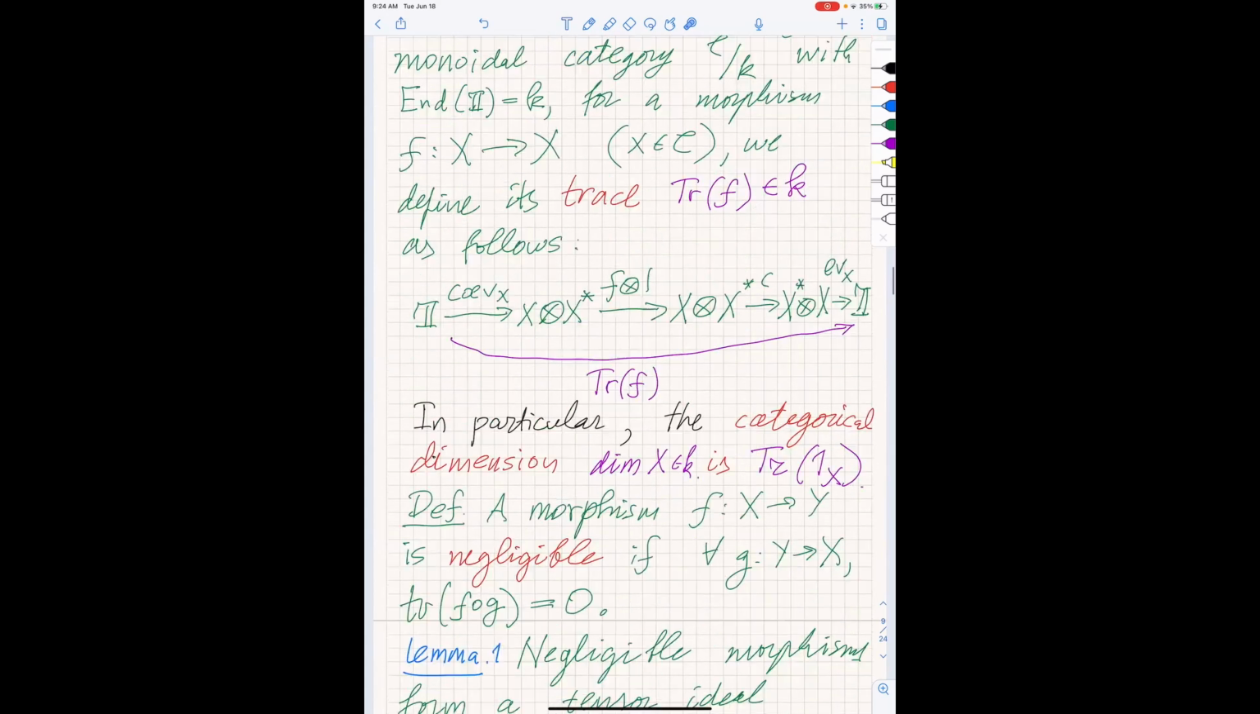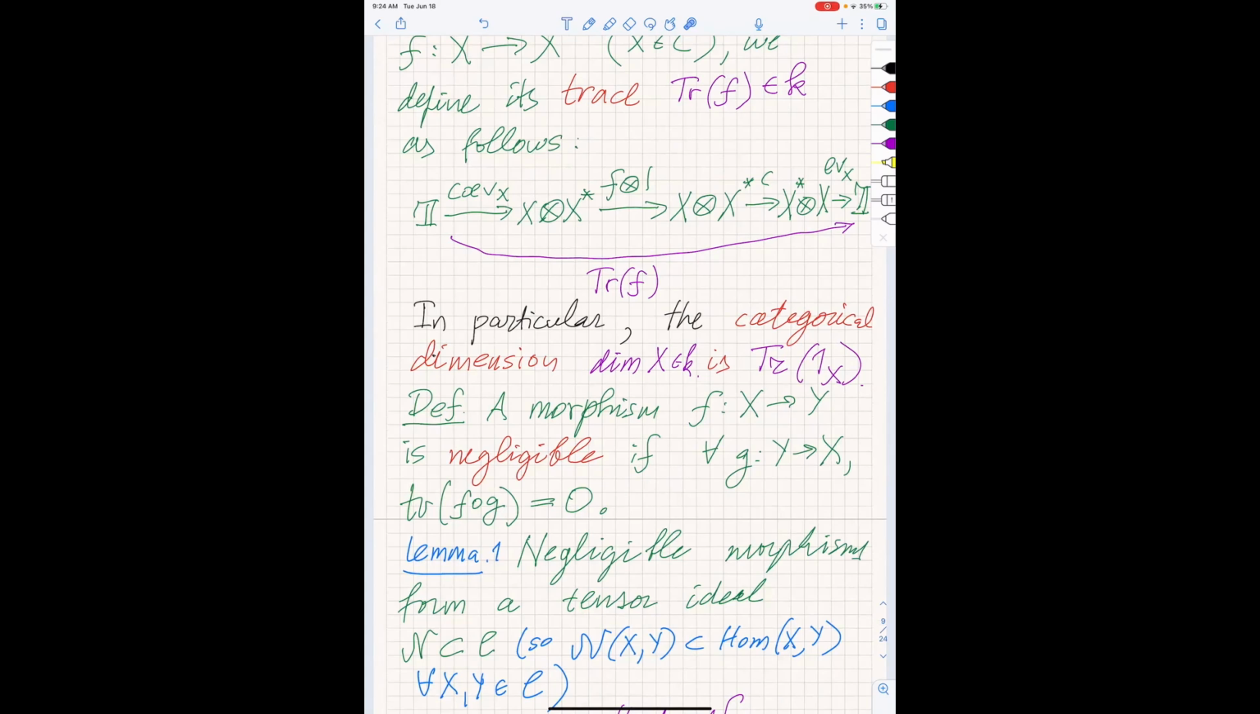And so now we need a notion of negligible morphism. I mentioned already negligible representations, but there are also negligible morphisms. A morphism F between two objects X and Y is called negligible if for every morphism the other way, from Y to X, the trace of the composition equals 0. And note it doesn't matter in what order you compose, because trace of FG equals trace of GF.